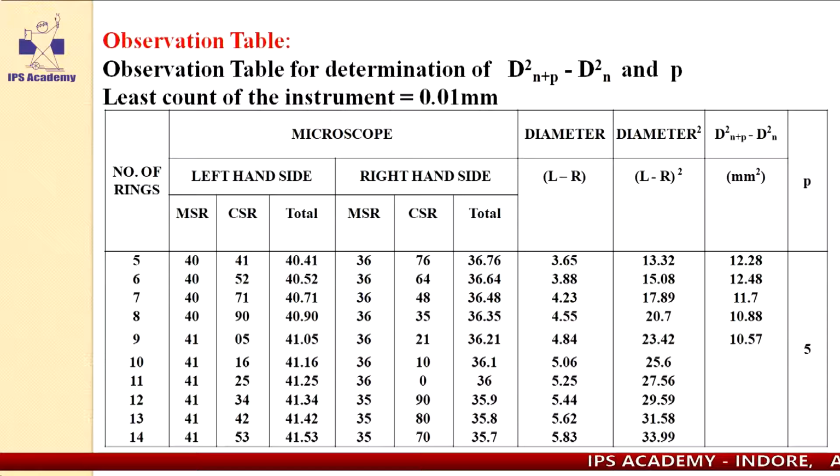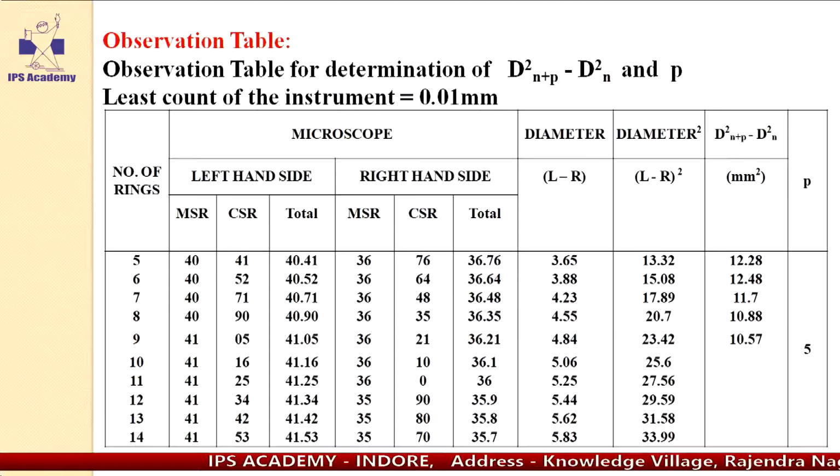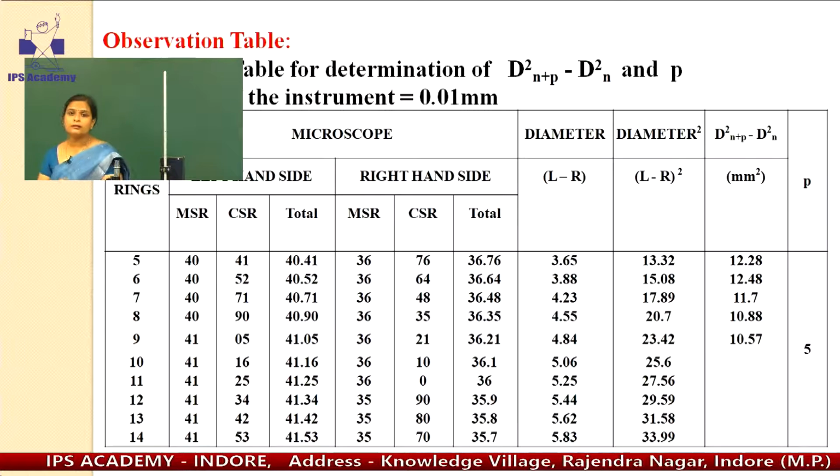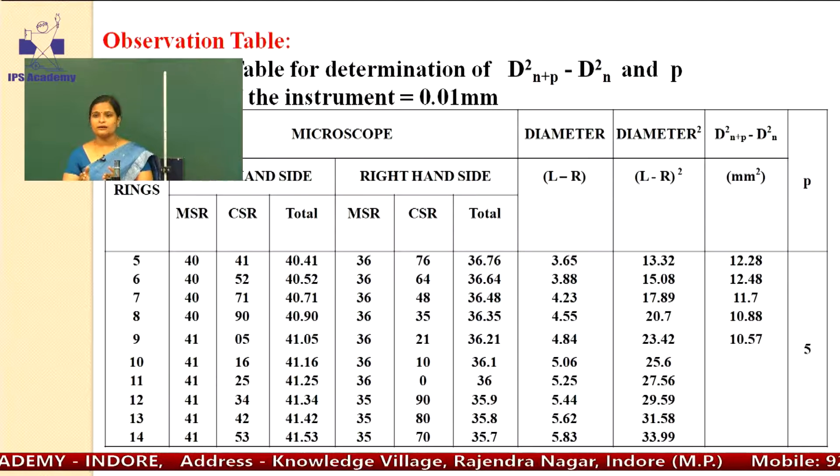Least count is multiplied with the CSR, and the addition of MSR plus CSR will give you the total reading. So, least count is 0.01 mm. All the left hand side readings are here, and the right hand side readings are also here. So, how to calculate the diameter of the ring? We have used the left hand side reading and right hand side reading.